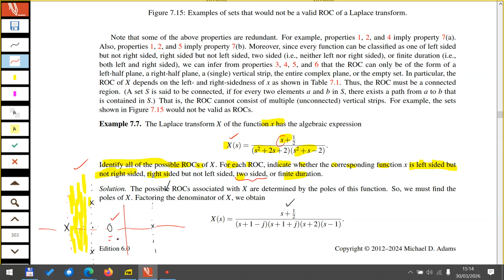Is that making sense? That must be included in your ROC.